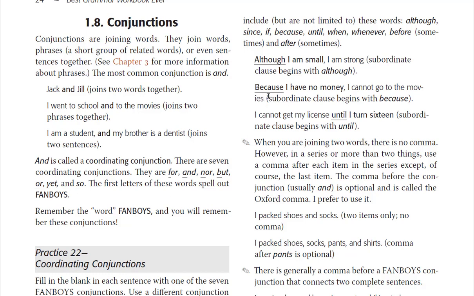When you have the dependent clause at the beginning of the sentence, you need a comma. If the dependent clause is at the end of the sentence, there is no comma. So, because I have no money, comma, I cannot go to the movies. I cannot get my license, there's no comma here, until I turn 16.